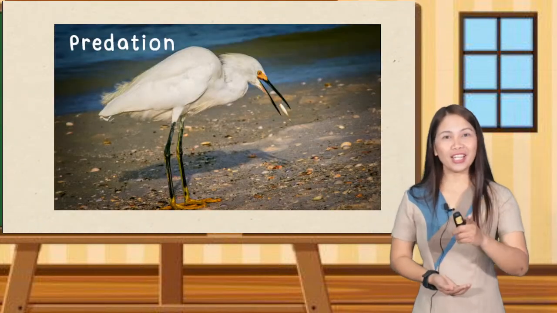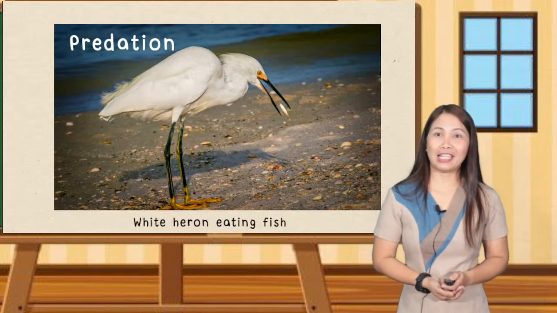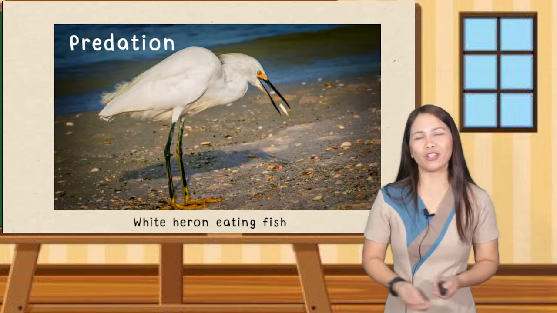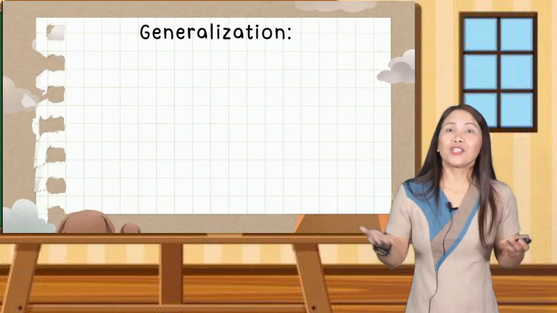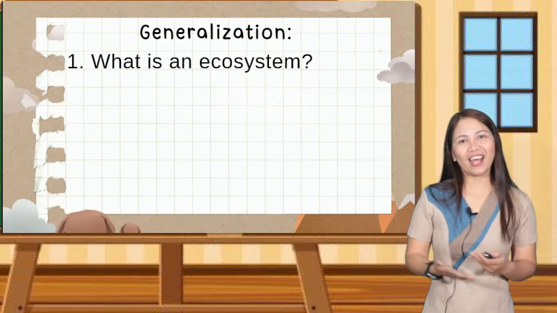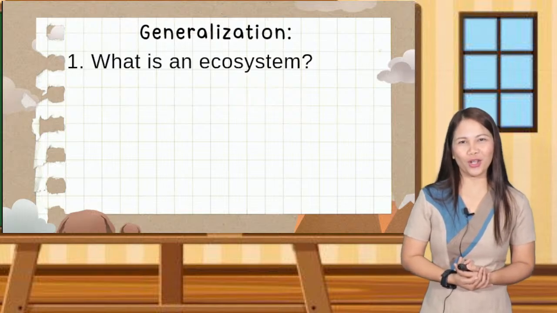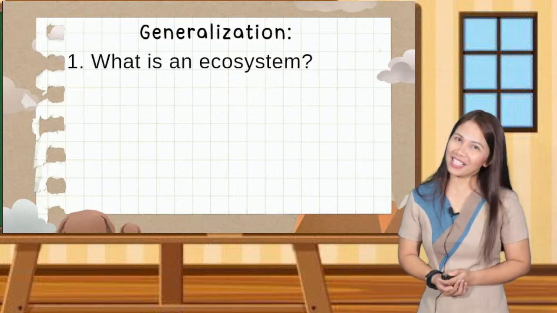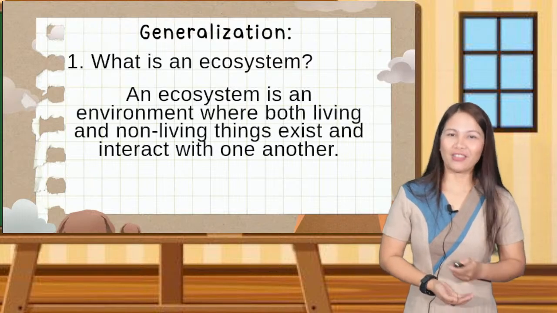Next, as you can see in the picture, the white heron eating a fish, and that relationship or interaction is called predation. So class, let's have a short wrap up of what we have learned earlier. So first question is, what is an ecosystem? What is your idea? That is right.